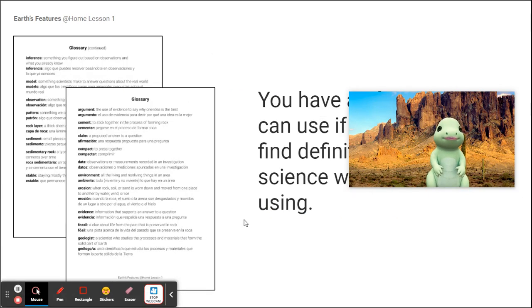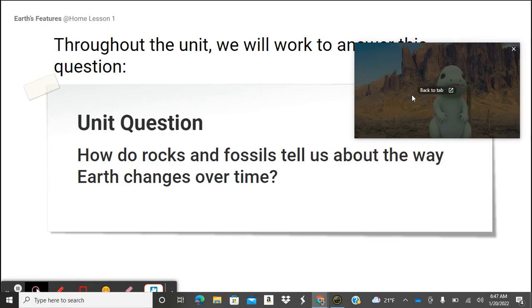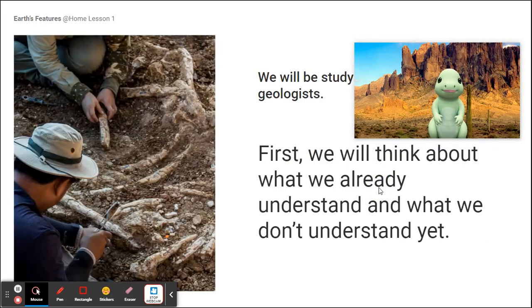There's going to be a glossary on your assignment that you do. If you scroll down to page number 4, it'll give you a bunch of words if you want to use those words as you're writing today. And think about our unit question: how do rocks and fossils tell us about the way the earth changes over time? Okay. All right. So we got all that good stuff.